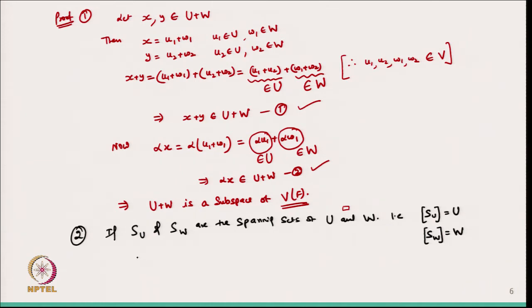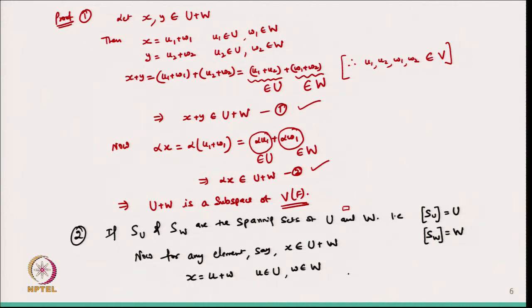Let us see now for any element x belonging to U plus W. I can write x is equal to some u plus w, where u belongs to U and w belongs to W, which is again a subspace. So, I am taking an element like this.